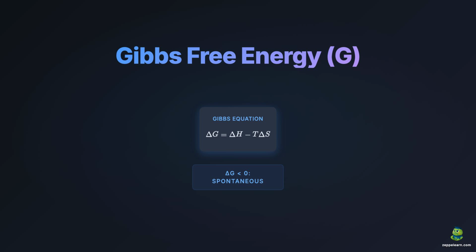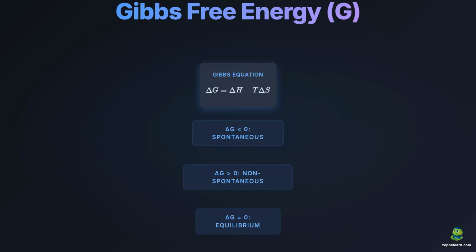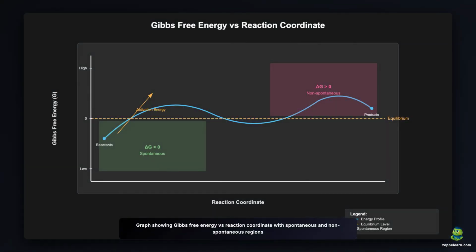When delta G is negative, the reaction is spontaneous and will proceed forward without external energy input. When delta G is positive, the reaction is non-spontaneous and requires energy input to proceed. When delta G equals 0, the system is at equilibrium with no net change occurring. This graph shows how Gibbs free energy changes during a reaction, with the spontaneous direction corresponding to decreasing free energy.